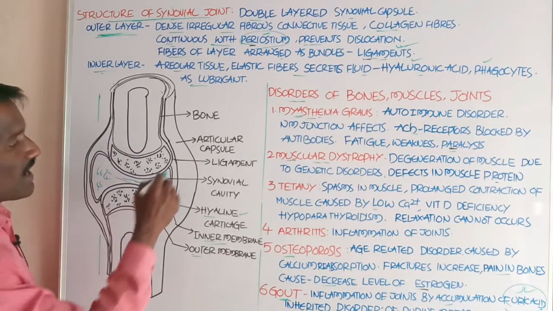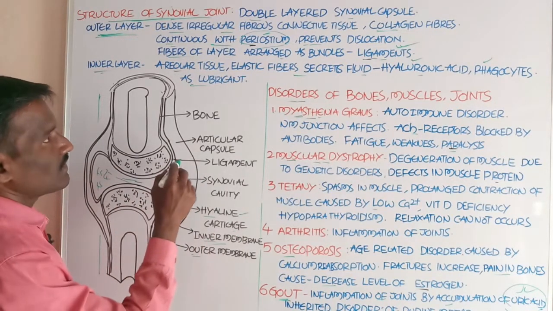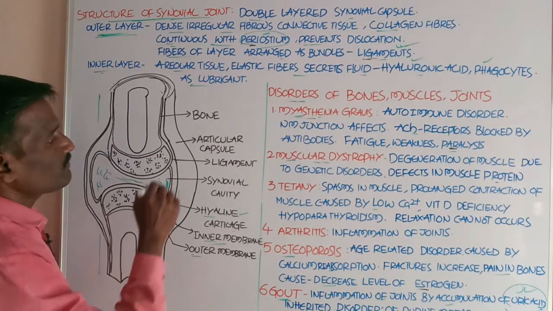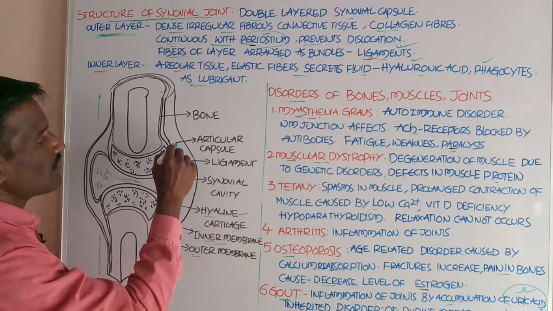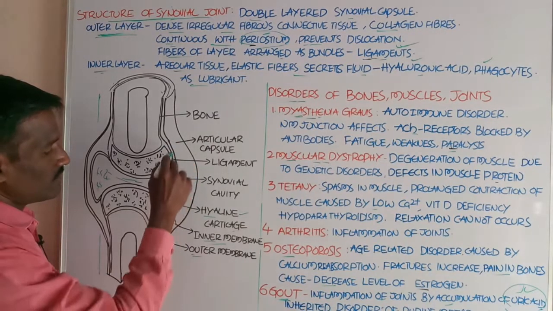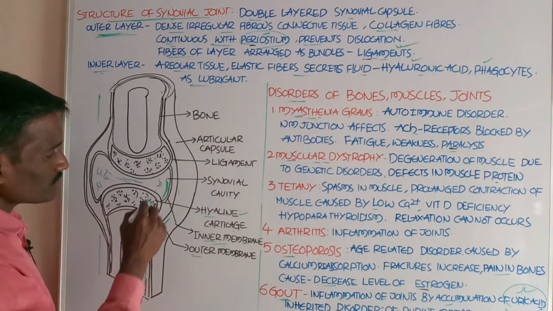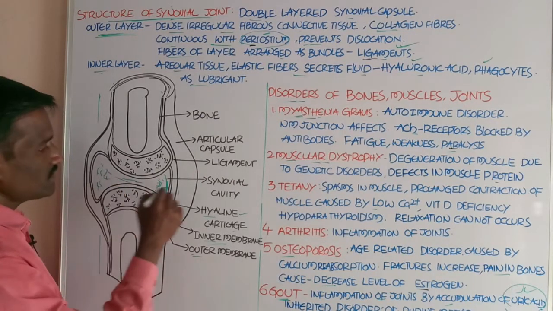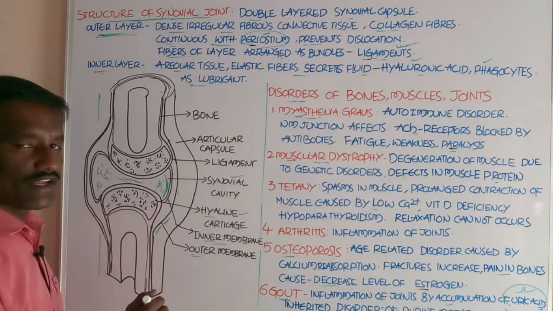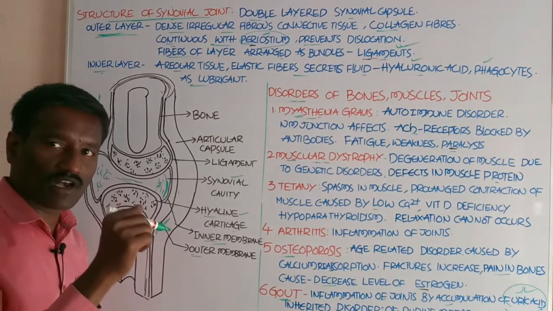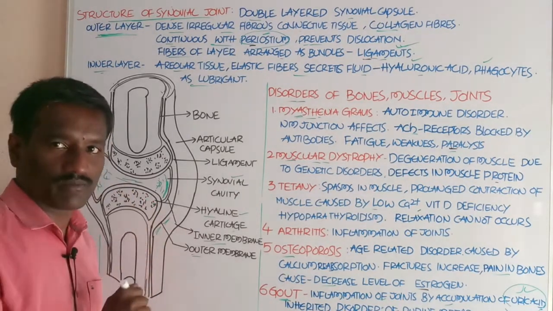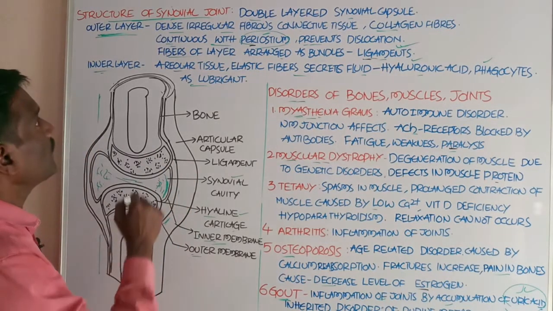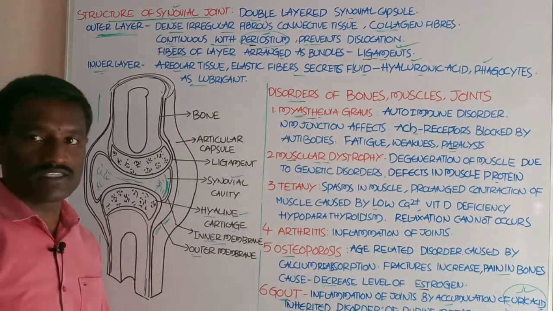This is the ligament. The ligament is formed by the outer layer. Next, this is the capsule-like arrangement. This is the inner cavity, which is called the synovial cavity. The synovial cavity is totally filled with synovial fluid. This is the diagram of the synovial joint.